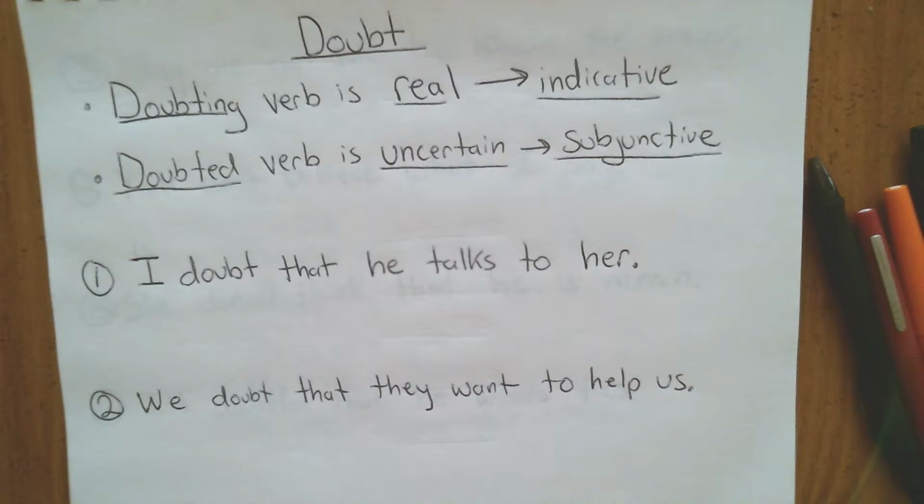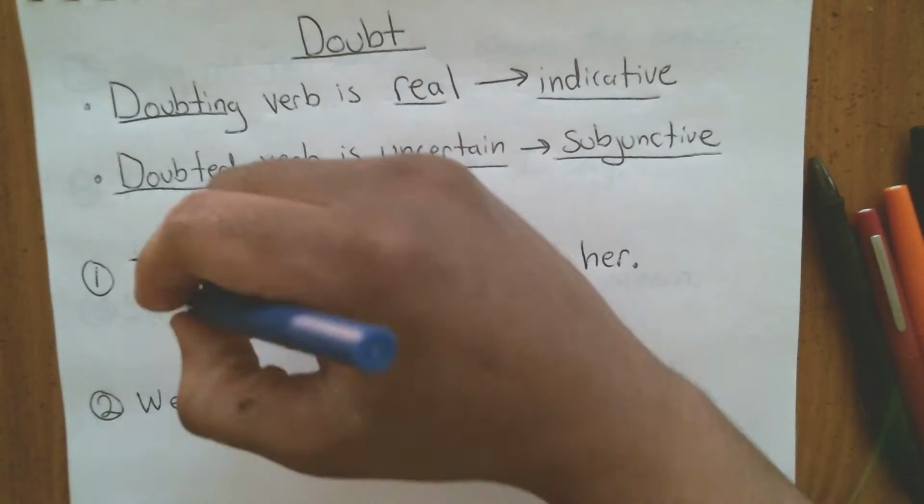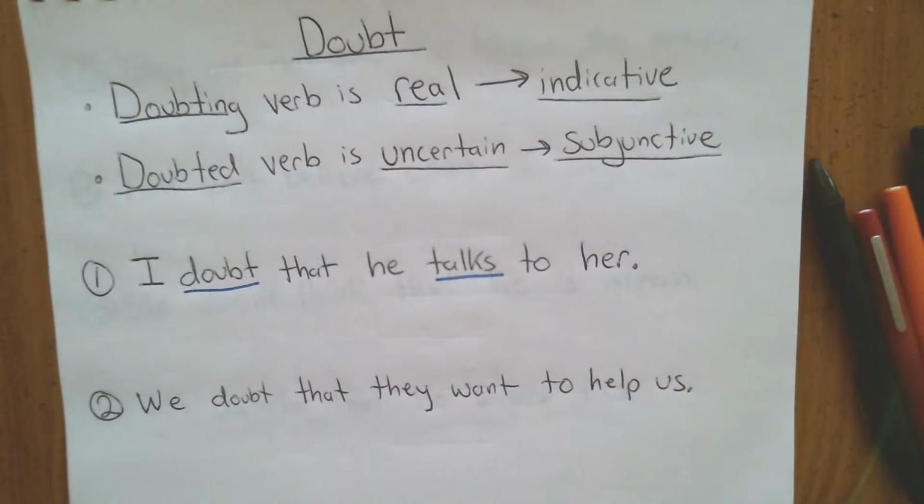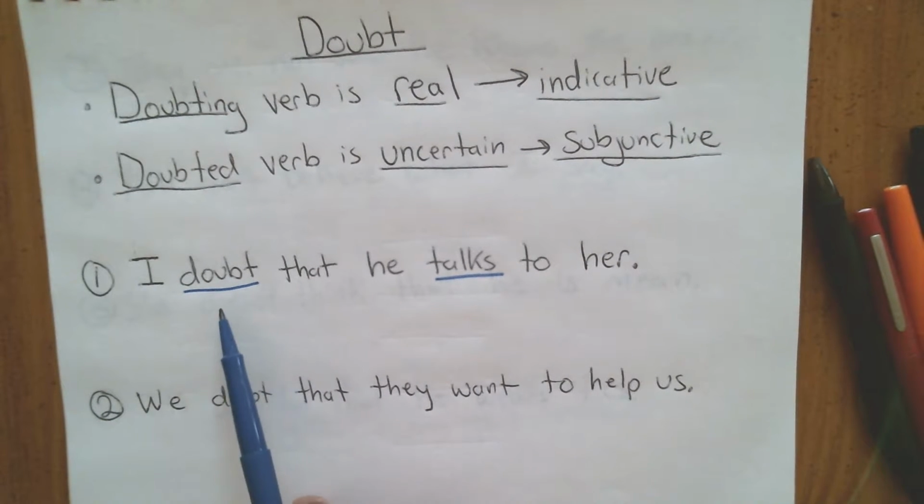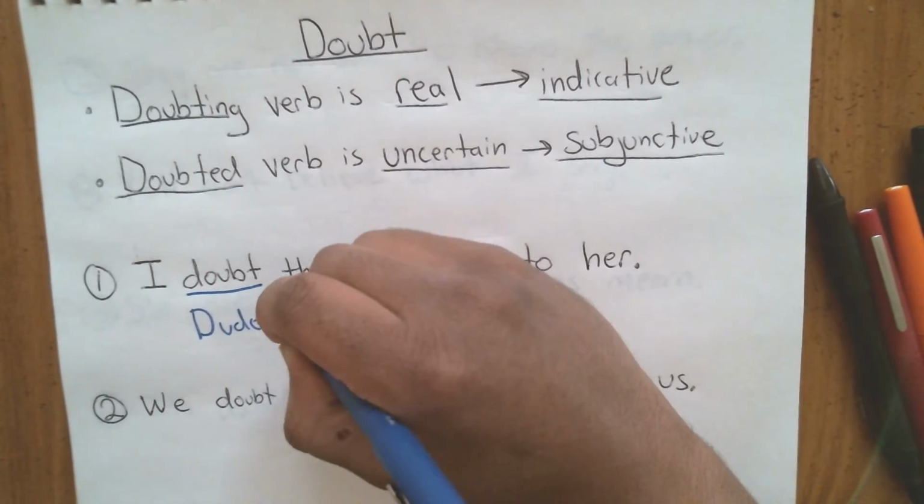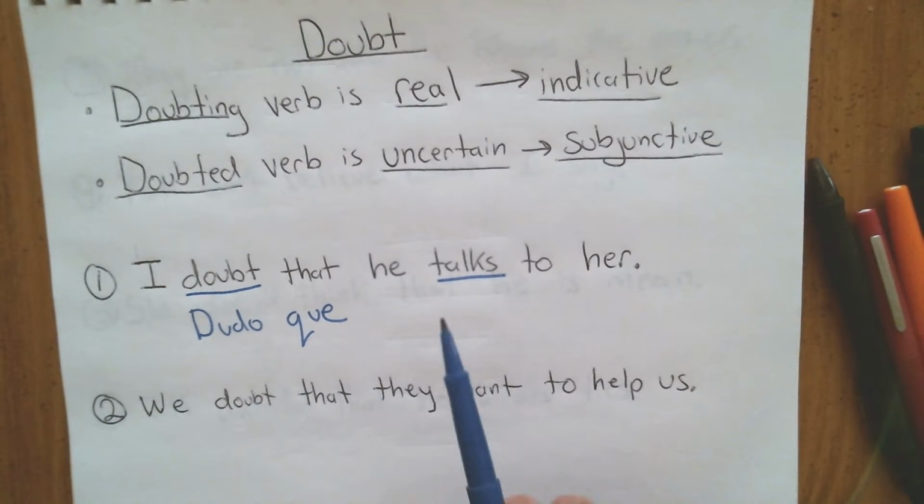Now, how about this one? I doubt that he talks to her. Do we have a doubting verb, a verb there that expresses doubt? Absolutely. It's quite simple. We just have the word doubt right there. Now, what verb am I doubting? What is the verb that is being doubted here? Talks. Pretty straightforward, right? So my doubt is something that is real, that is actually happening right now. So I would just use the regular old conjugation to translate that. I would just say, dudo que. Now he talks. That is what I am calling into question. I doubt that he talks.